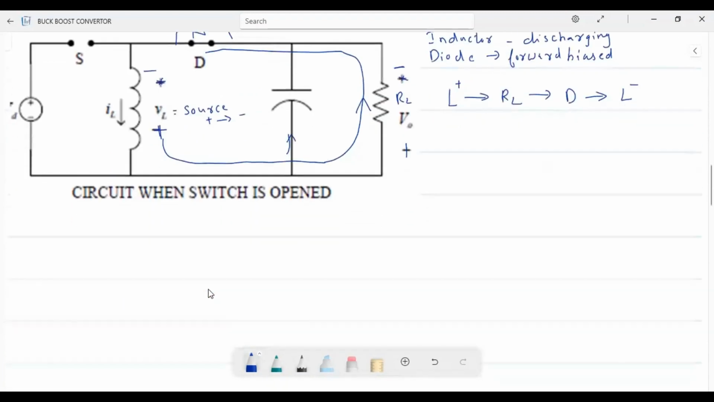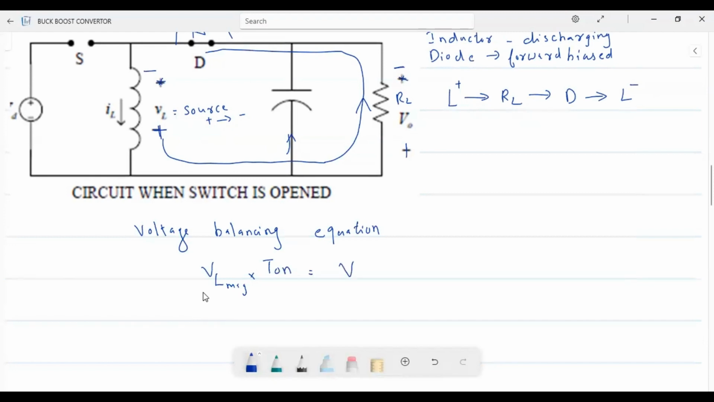Next, we will see the output equation. So, for writing the output equation of buck-boost converter, we can use this voltage balancing theorem. Voltage balancing equation. That is V input, that is the voltage across inductor during magnetizing time into T on will be equal to voltage across the inductor during demagnetizing time into T off.